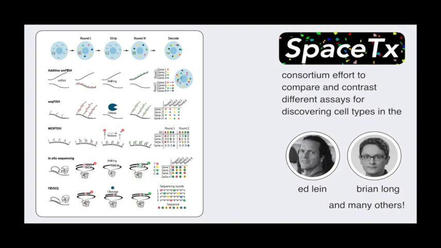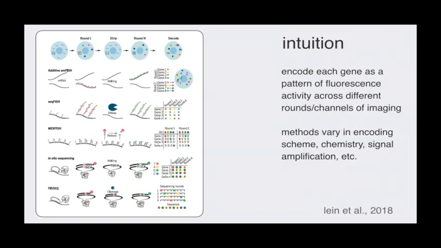We're working with this consortium headed by Ed Lein here at the Allen Institute for Brain Science, and my close collaborator Brian Long, and many, many others involved in this project. It's a consortium effort to compare and contrast all of these different methods for differentiating cell types in the human brain. The intuition for what these methods do is that you design your probes a priori for the RNA transcripts you're interested in imaging.